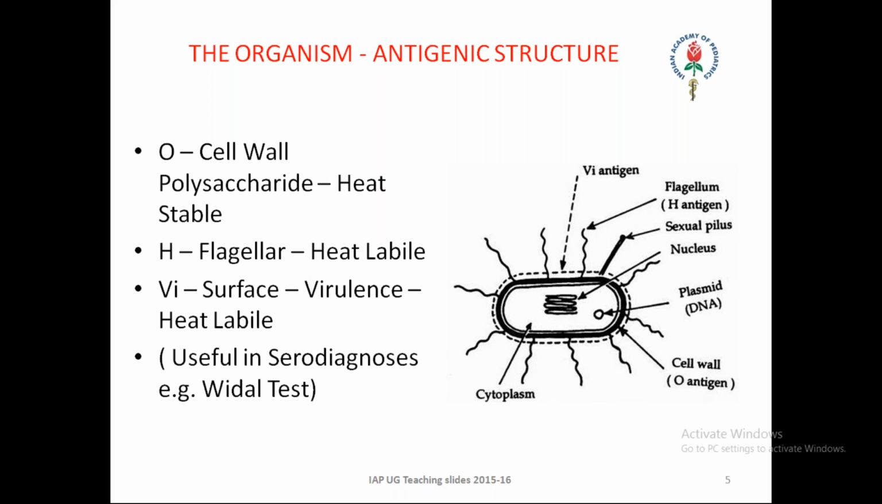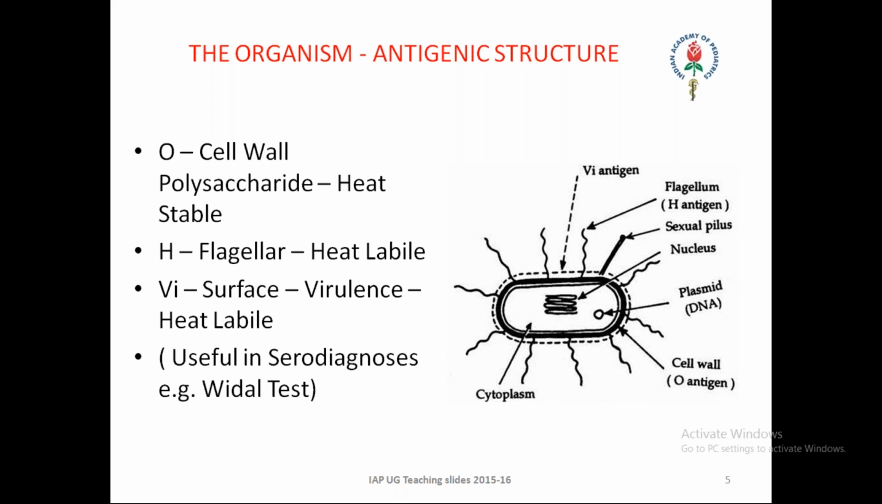If you see the flagella, the H antigen is present on the flagella, then it is the H form. It is heat labile. And if the Vi antigen is present on the surface, it is a virulent form, and it is a heat labile form. These three, O, H and Vi, are useful in serodiagnosis, that is in the Vidal test, to distinguish what is the form causing the enteric fever.